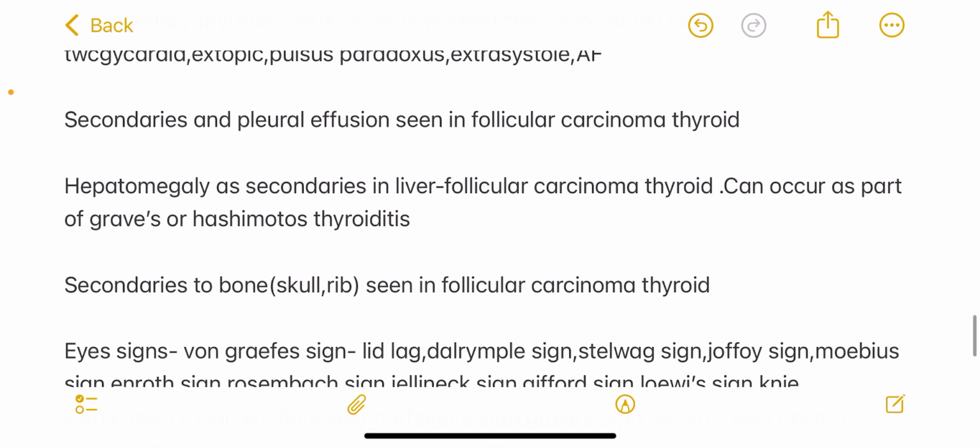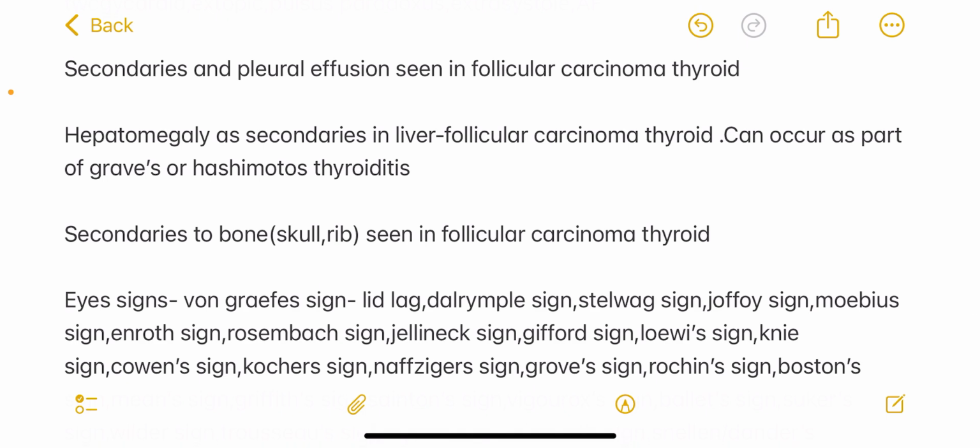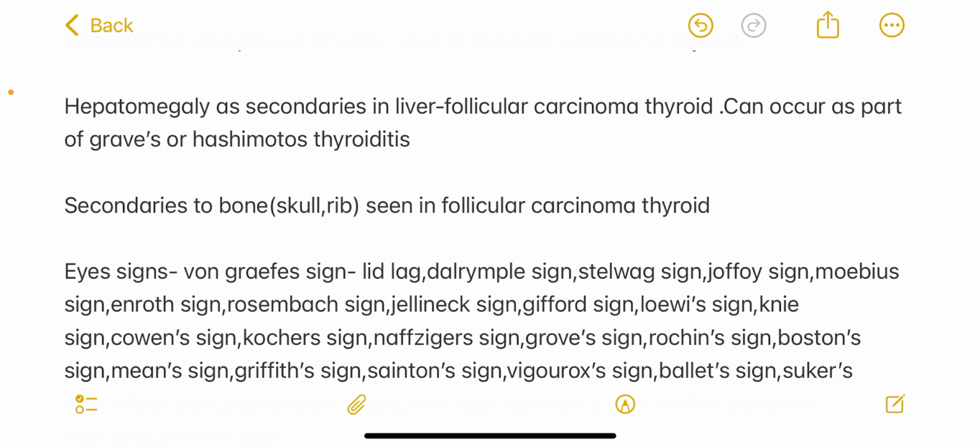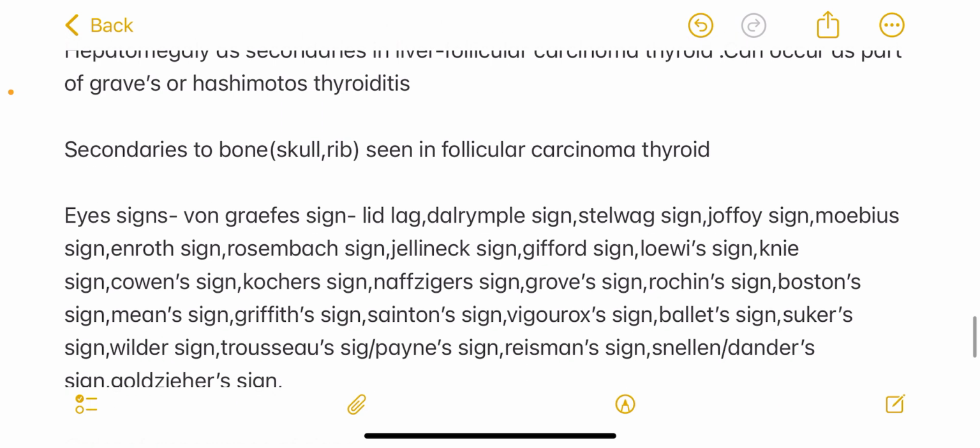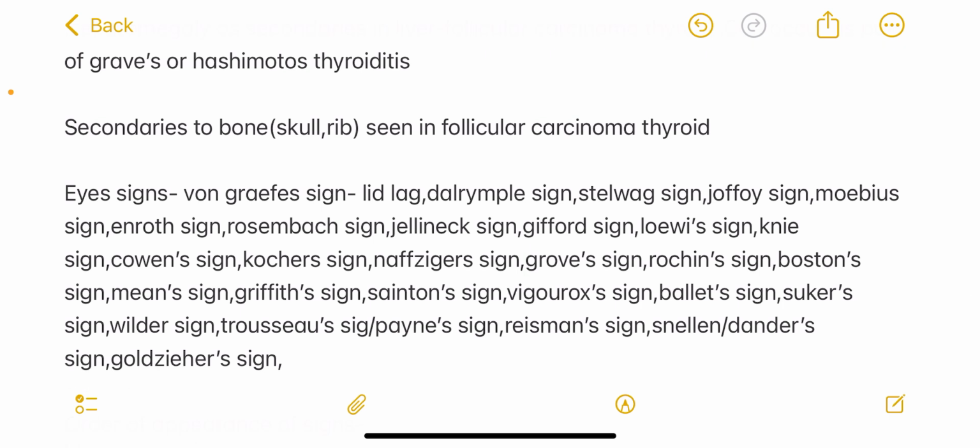Then eye signs of hyperthyroidism, again very, very important. So von Graefe sign, which is the lid lag sign, that is the lid lag sign. Then the Dalrymple sign, Stellwag, Joffroy, Moebius sign, Enroth sign, Rosenbach, Jellinek, Gifford, Gowers, Naffziger sign, Cohen sign, Kocher sign, Grove sign, Rock sign, Boston sign, Means sign, Griffith sign, Sainton sign, Vigouroux sign, Ballet sign, Suker sign, Wilder sign, Topolanski sign, Payne sign, Riesman sign, Snellen or Dunter sign, and Goldzieher sign.